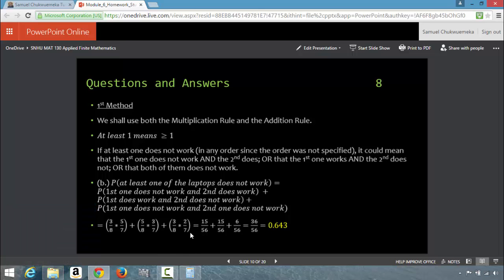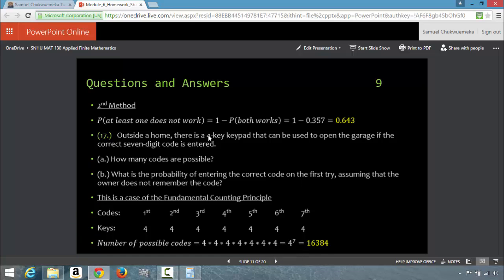Do you like this? If you don't like this method, that's fine. You can use the method in your book: the probability that at least one does not work is 1 minus the probability that both work. So I know some of you will say that this method is simpler, right?